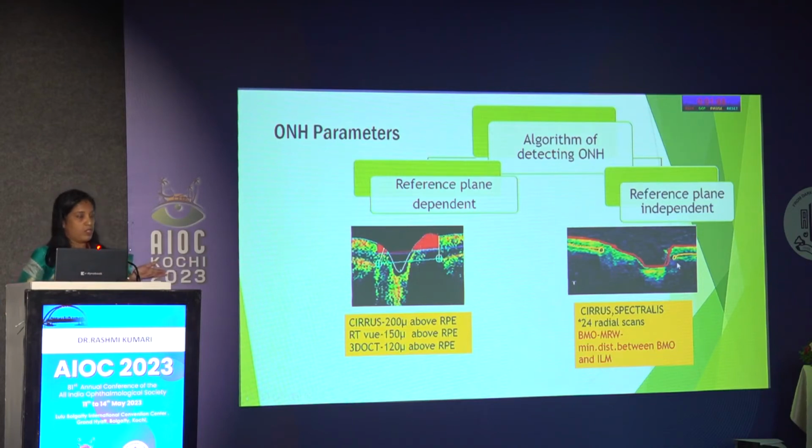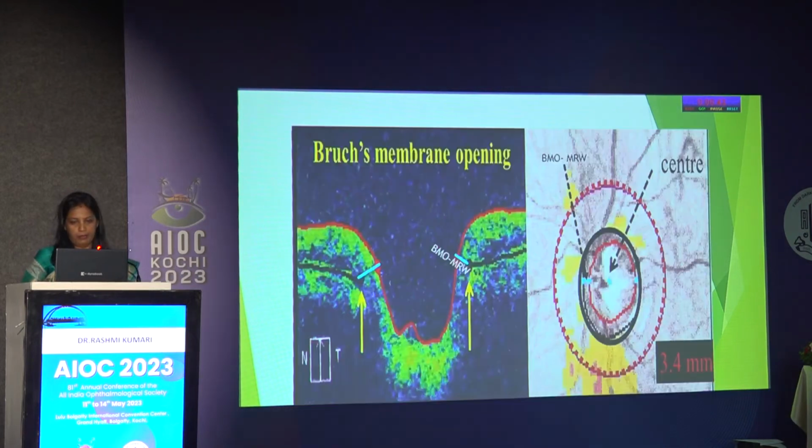But there are some situations when this disc margin is not very well delineated, like high myopia. Then the Cirrus or Spectralis OCT calculates the BMO MRW, that is the minimum distance between the BMO and ILM. And this is said to be reference plane independent to overcome the structural abnormalities in certain diseases. This is the cross-sectional as well as longitudinal diagram of how this BMO MRW is calculated. This is the Bruch's membrane opening, and this is the minimum distance from the ILM, and this is the minimum rim width. This is being shown in the cross-sectional image as well.